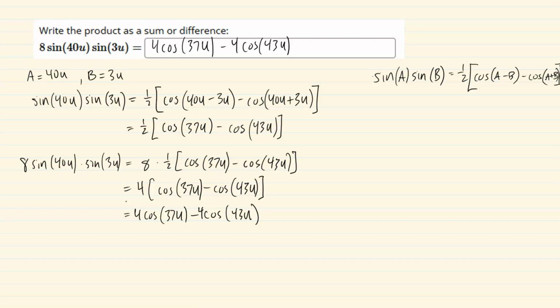All right, that's how you would use the product-to-sum identity. In this case, it's the difference, and it involves a product of a sine and a sine. So let me know if you have any questions about this, and I'm more than happy to help.